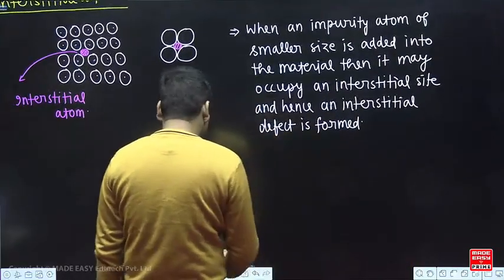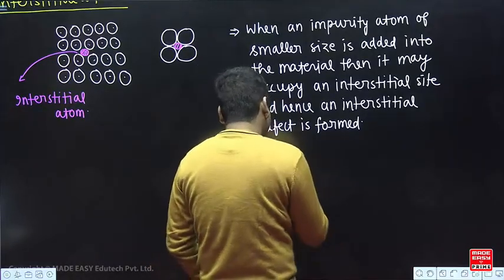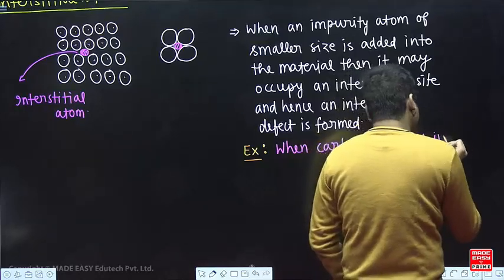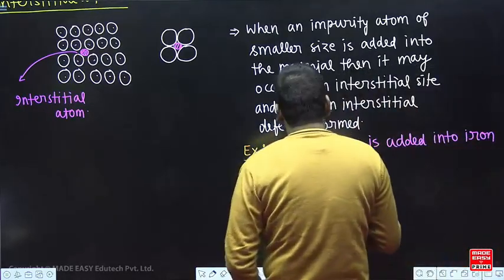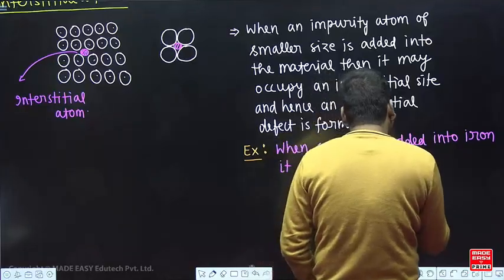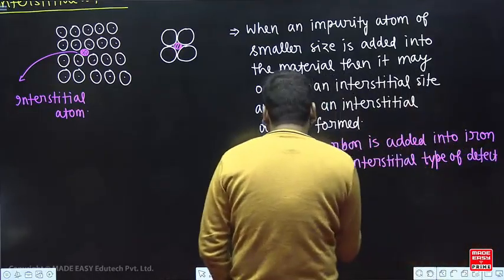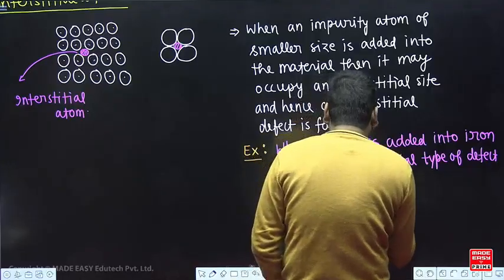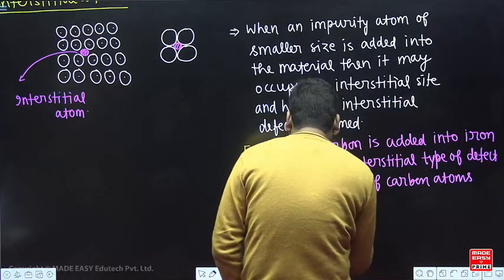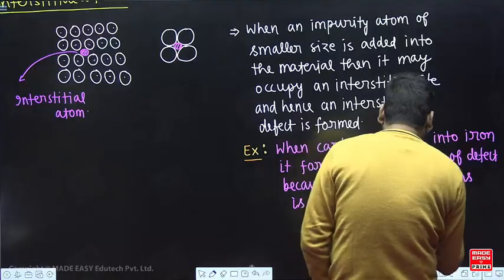Next, for example, when carbon is added into iron, it forms an interstitial type of defect, because the size of carbon atoms is very small as compared to iron atoms.